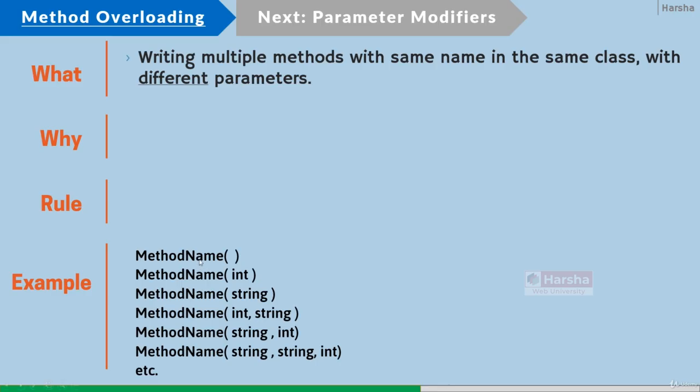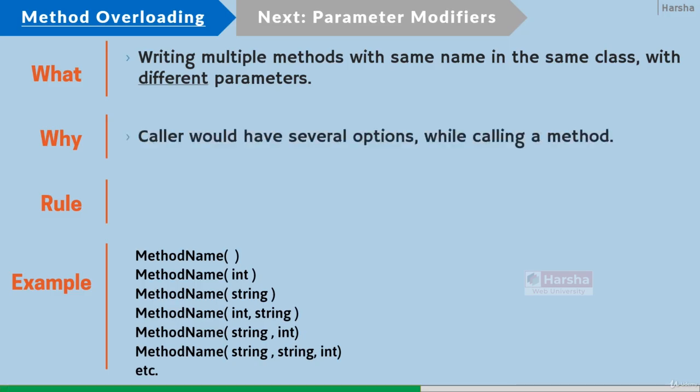For example, in the same class you define all these methods, and all these methods have the same name. But the first method has no parameters, the second method has one integer parameter, the third method has one string parameter, the fourth method has one integer parameter and one string parameter, and the fifth method has one string parameter and one integer parameter. Like this, you can define any number of methods with the same name in the same class, but you must maintain some difference in the method arguments.